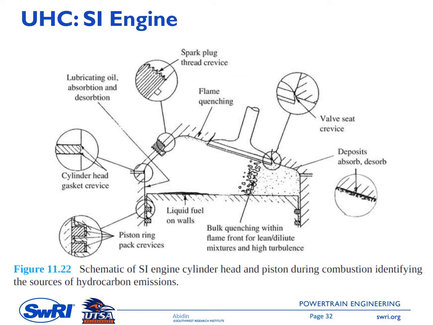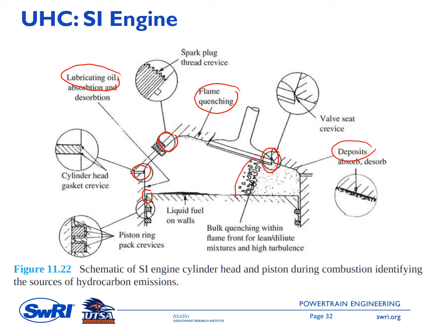This feature helps us to identify the source of hydrocarbon emission. There will be absorption and desorption of hydrocarbon by deposits and then by lubricating oil. And then there will be flame quenching. At this crevice, between the piston, liner and the top ring, and then flame quenching in this cascade crevice, flame quenching on the wall, flame quenching at the spark plug thread crevice, and we also have a crevice in this valve seat that will result in flame quenching as well.